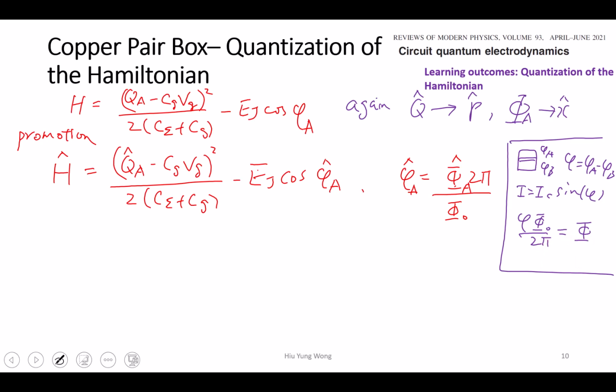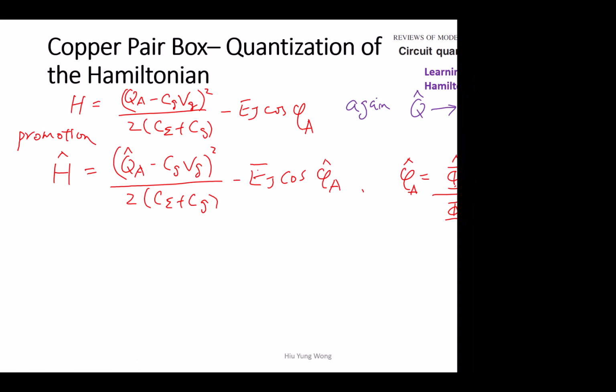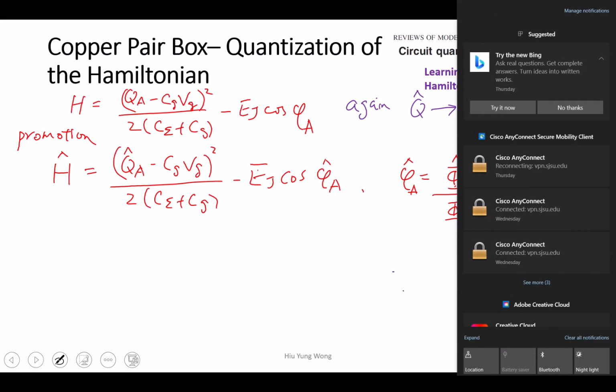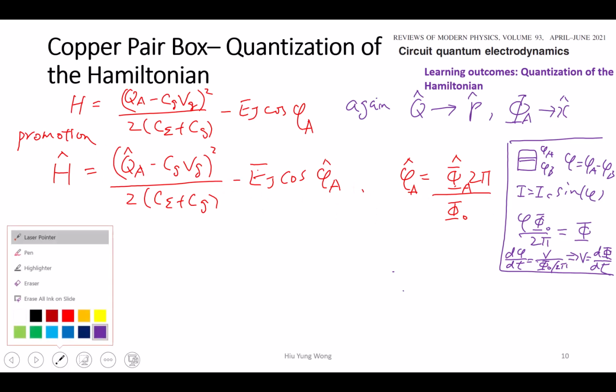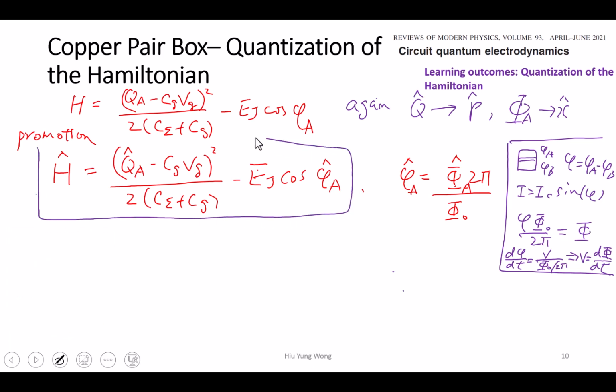Because the second Josephson junction relation talks about how the phase changes, d phi dt equals to V divided by flux quantum divided by 2 pi. And that's why we can say V equal to d flux dt. So try to go back and take a look again at how the Josephson junction works. But anyway, just to recall. So now I have the quantized version of this guy. That is really nice. So I have quantized the Hamiltonian of this circuit.